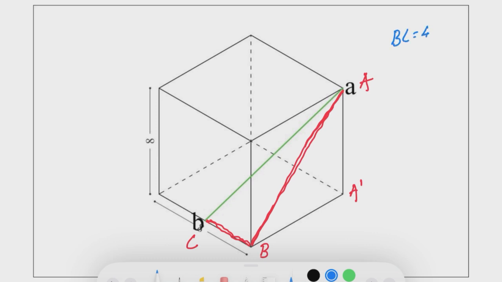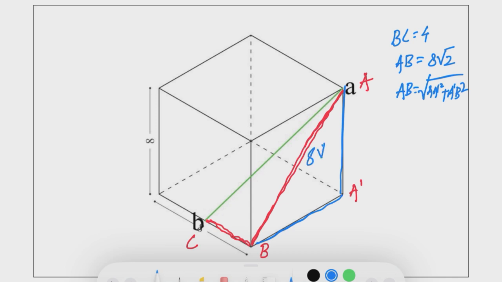So that is 4. Now, what is AB? How do we get AB? From the previous question, we know AB is 8 root 2, but for those who don't know what AB is, AB will simply be the whole square root of A dash square plus A dash B square. That will be this line and this line. So from there you can find this is 8 root 2 and this is 4.